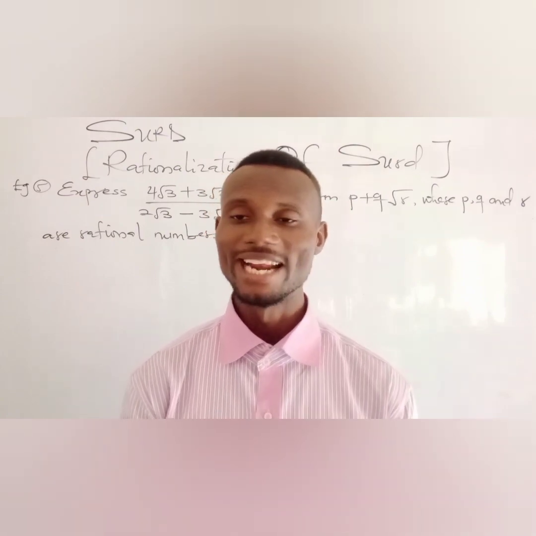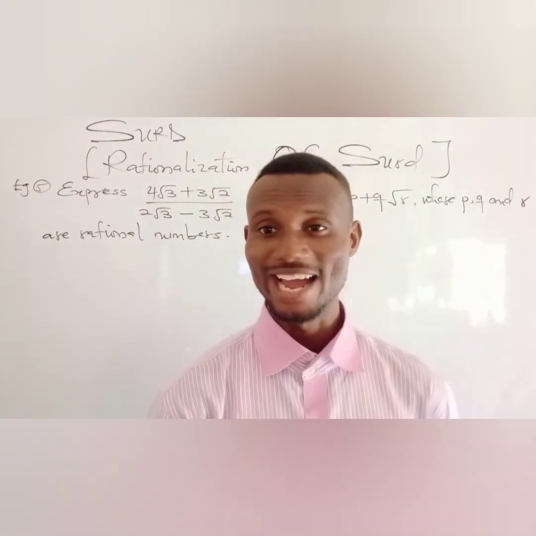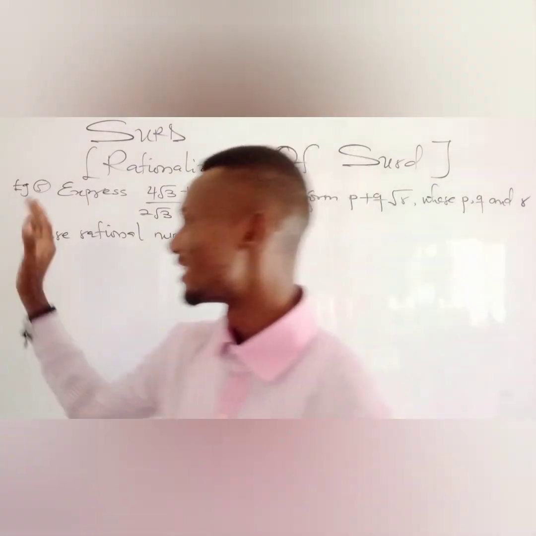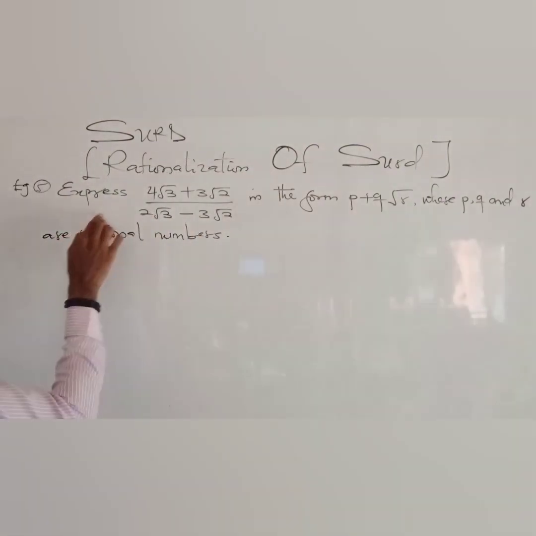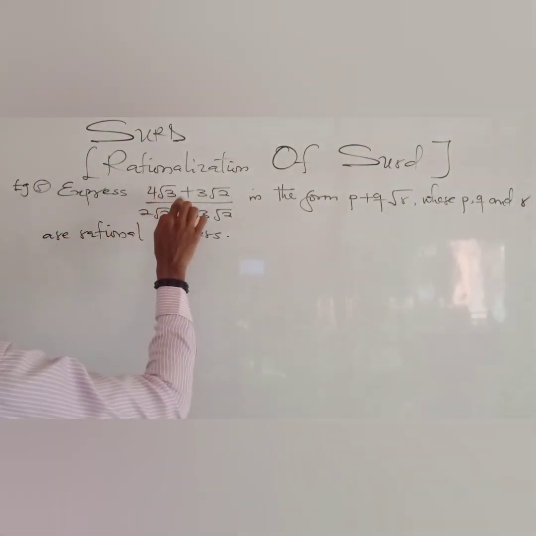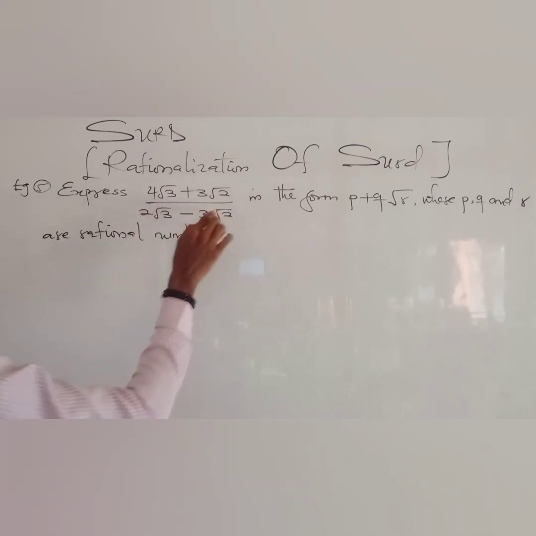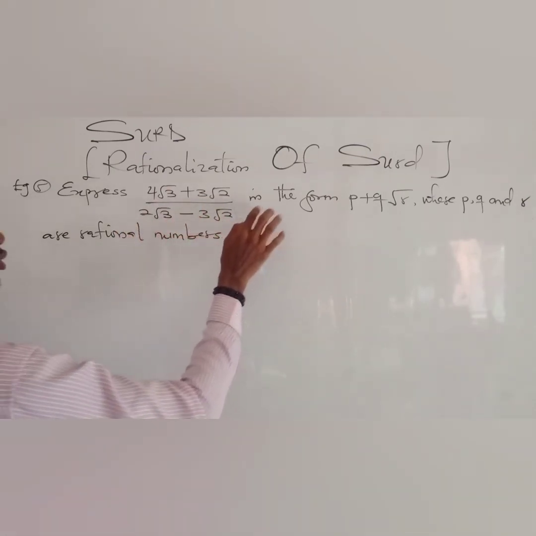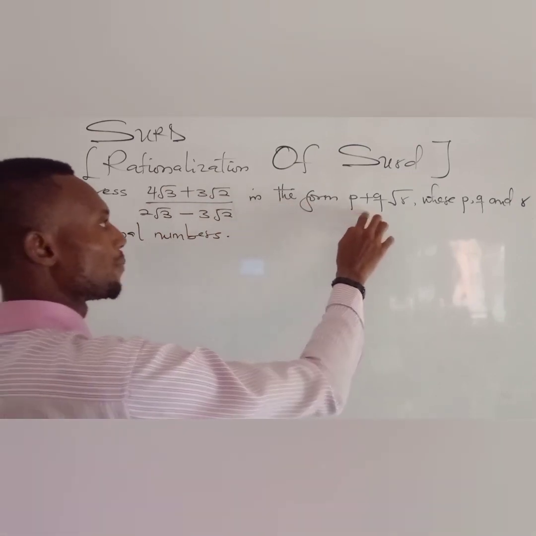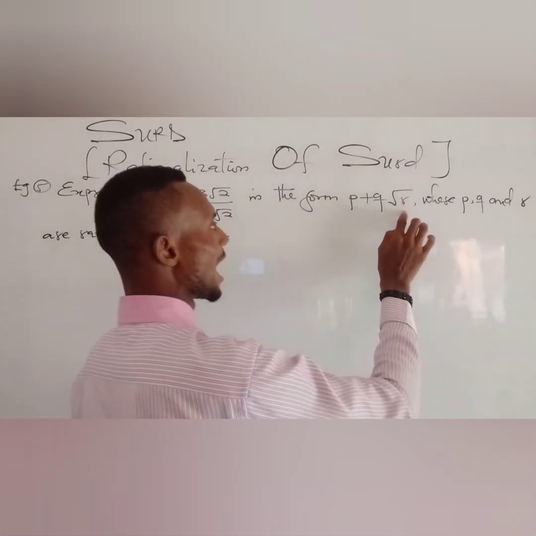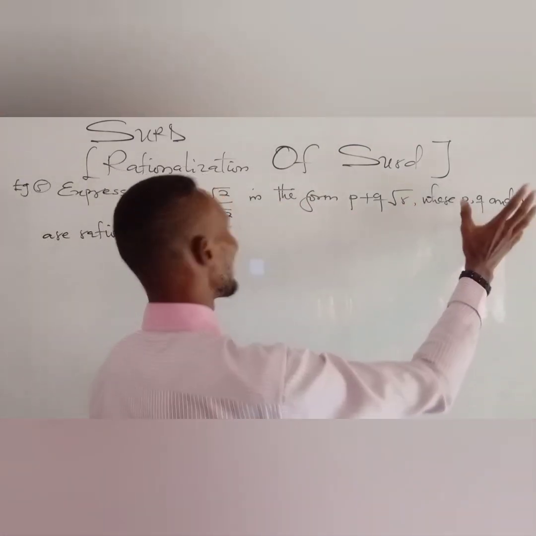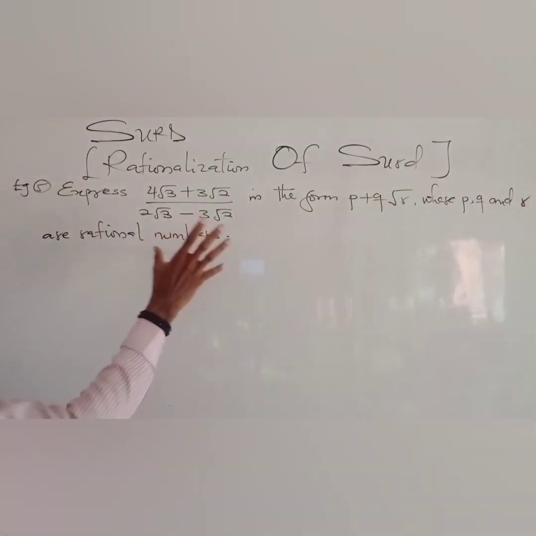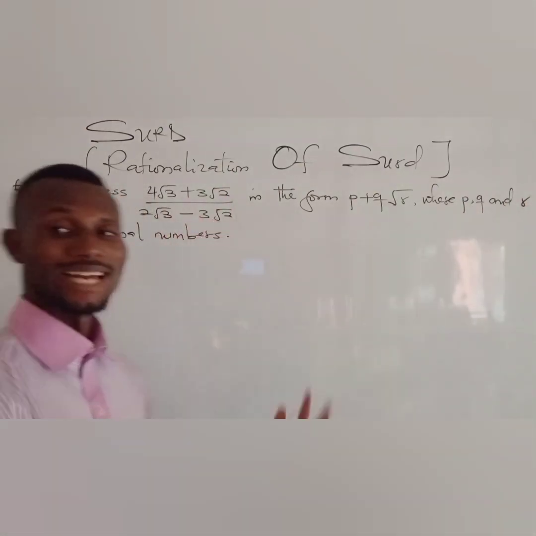Let's go ahead and handle the example 5 that I have on the board. So example 5 says: express 4 root 3 plus 3 root 2 all over 2 root 3 minus 3 root 2 in the form p plus q root r, where p, q, and r are rational numbers. So that is the question.